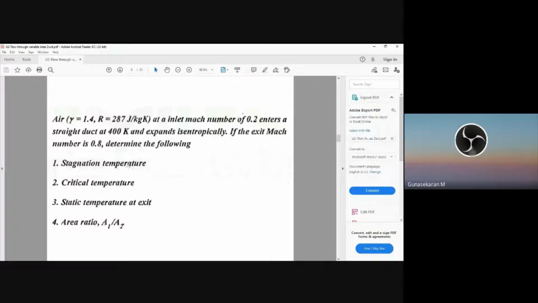Okay, so what happened? Now let's see the problem, and then we will see how to solve this numerical.